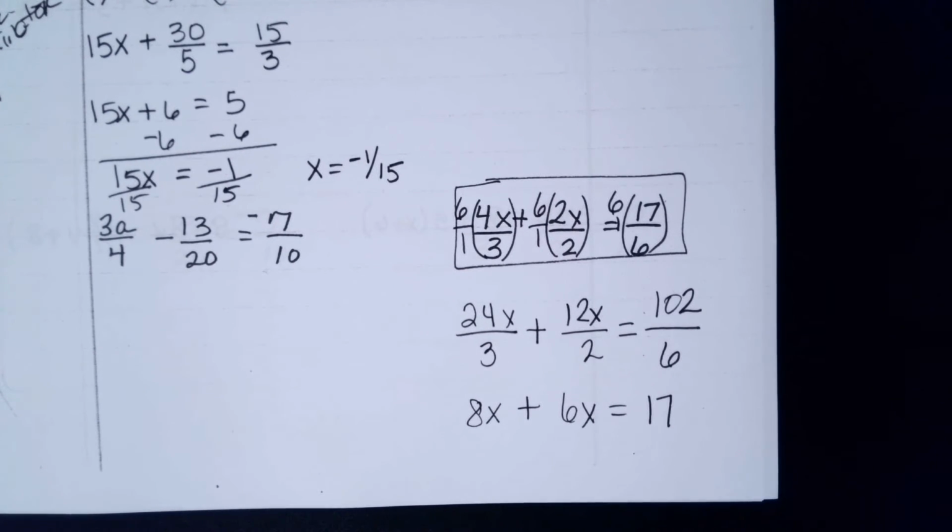Now on the left hand side I have 8x and 6x. They are common terms. That's what we talked about today when we were doing our bell ringer. We put some common terms together. So when you have common terms over there, what do you need to do? Colin?